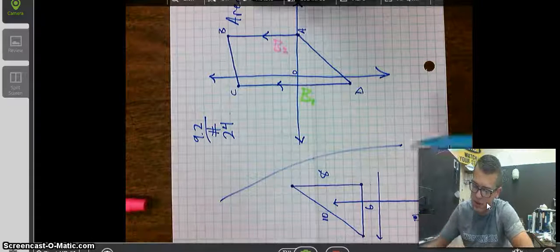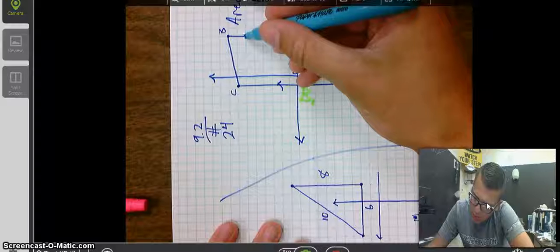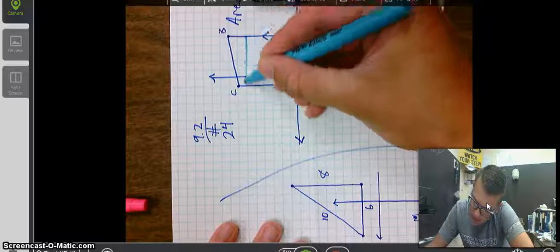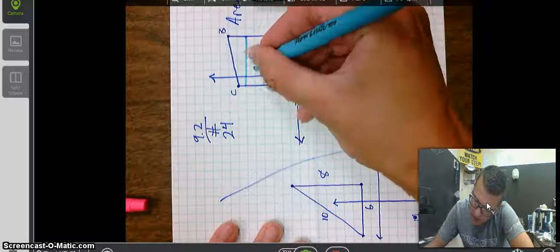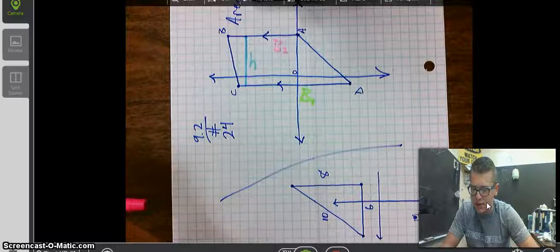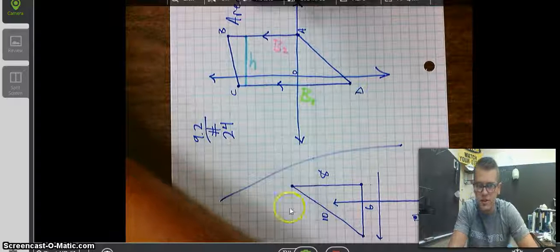So the height has to be the vertical perpendicular distance between the bases. So that will be our height. I'm going to go ahead and pause the video while I find all those values and set up our work.